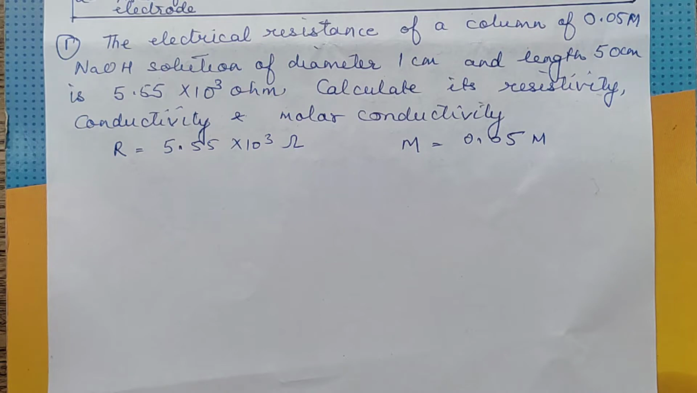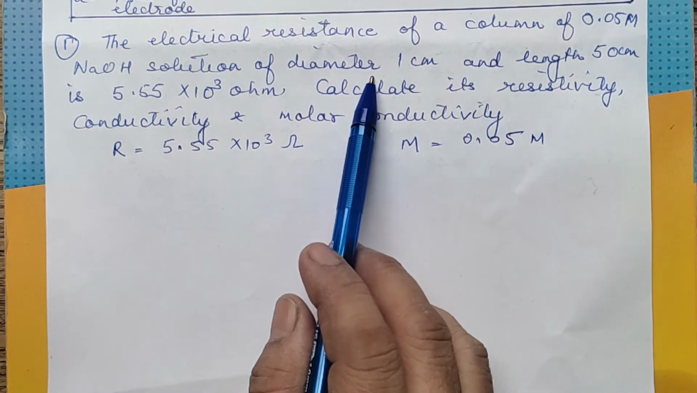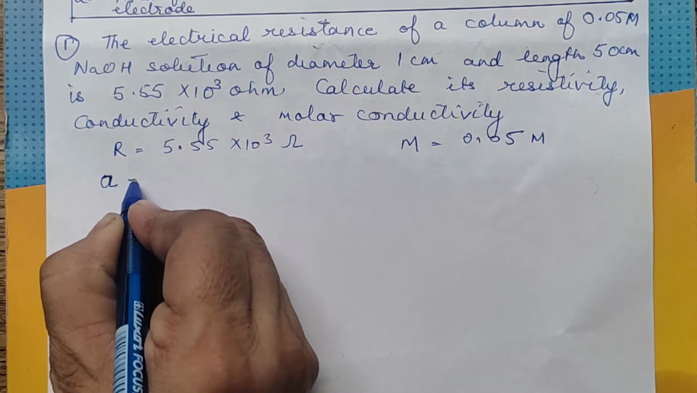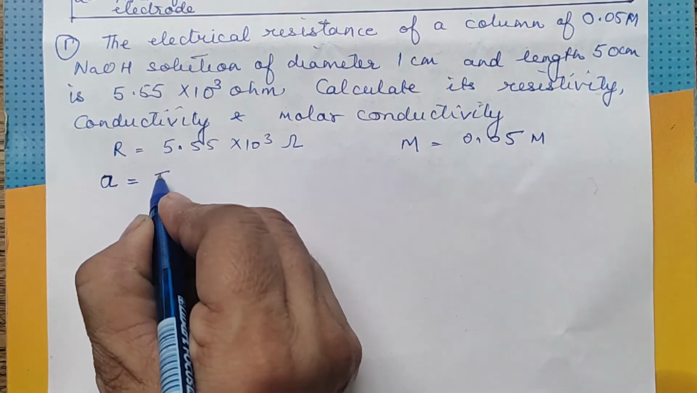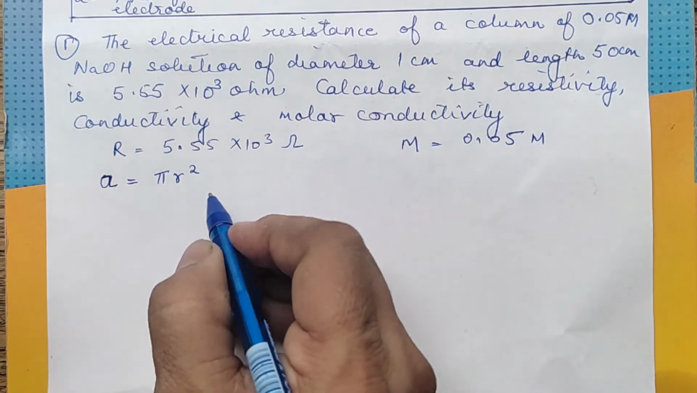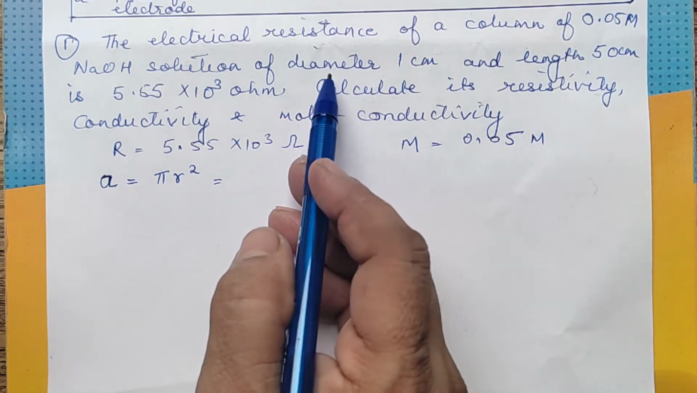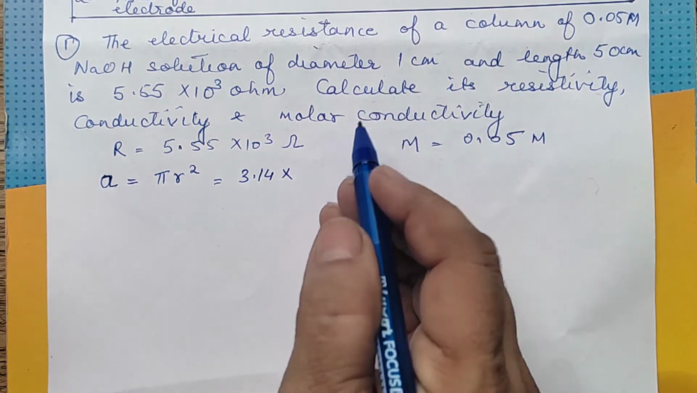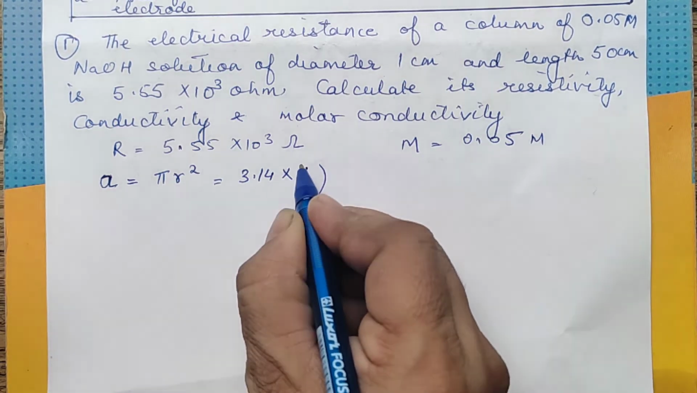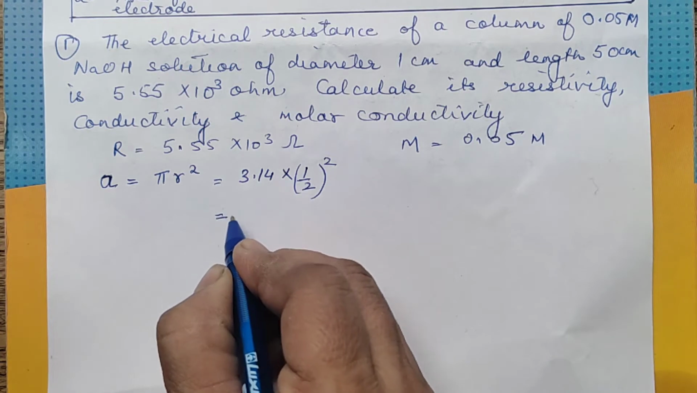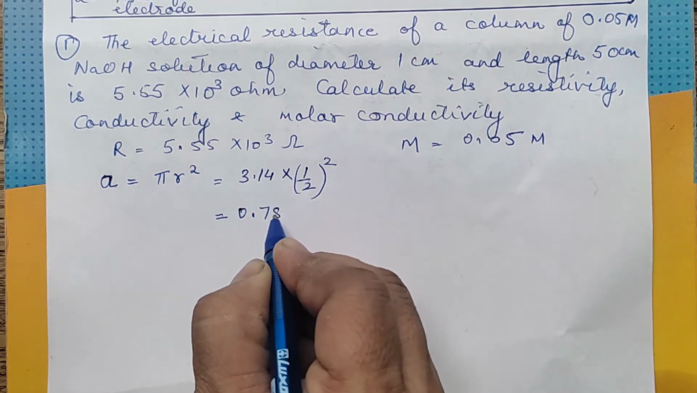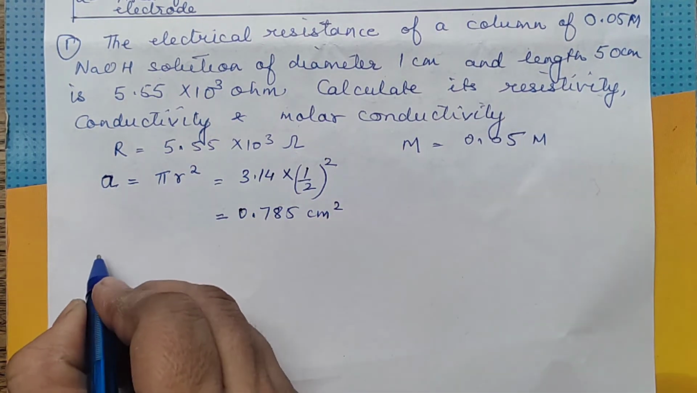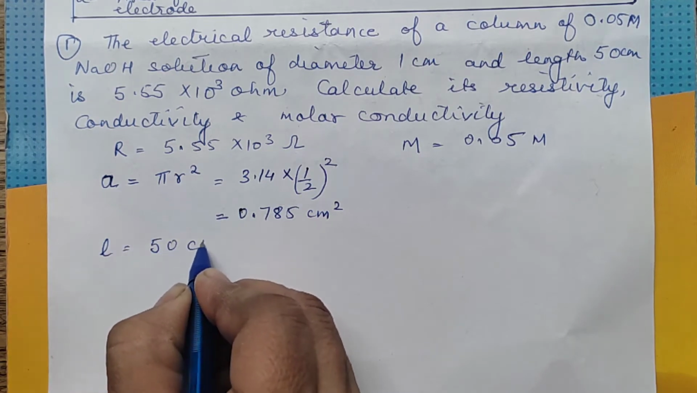The diameter is given. Now, using this diameter, we will be calculating area, because in the formula we know that we require area. So the area of the cross section of the column is given by the formula pi r square. So when diameter is known, what will be the radius? Half of it. So we'll put the value for pi 3.14 into 1 centimeter, which was given. So it is 1 by 2 and the square of it. So when you solve it, you get the area as 0.785 centimeter square. This is the area given. Then the length of the column is given as 50 centimeter.